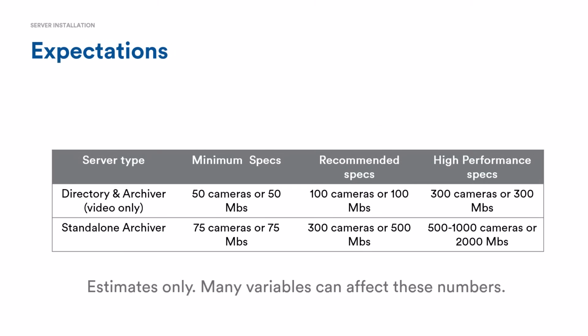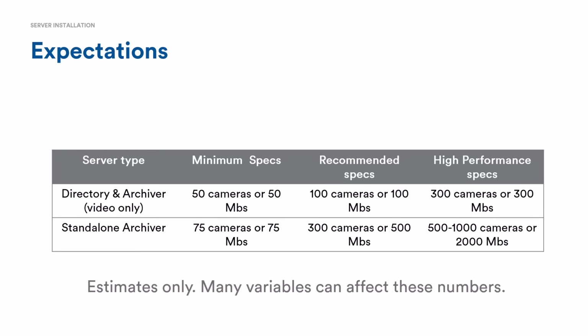If we follow the published minimum specs, we can expect to manage about 50 cameras on a server that is running the directory role and the archiver role. That number doubles to about 100 cameras if we follow the recommended specs, and increases again to about 300 cameras by following the high-performance specs.